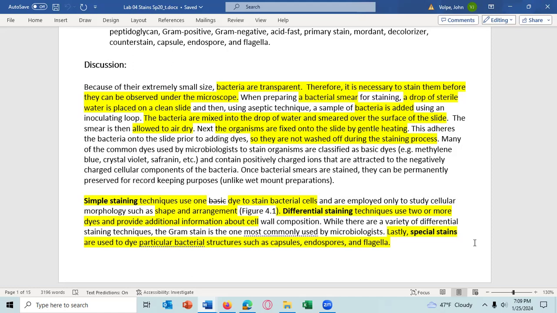You then smear the drop of water all over the surface. Actually, before you do that, in the drop of water, you mix your cells in the drop of water. And then you smear the mixture all over the slide. That is to spread out the cells and the water so that the slide will dry quicker.